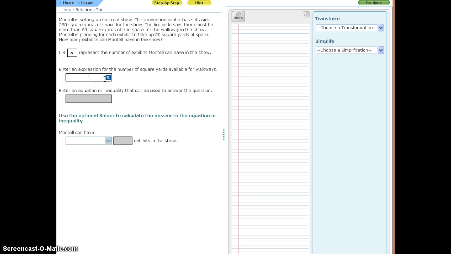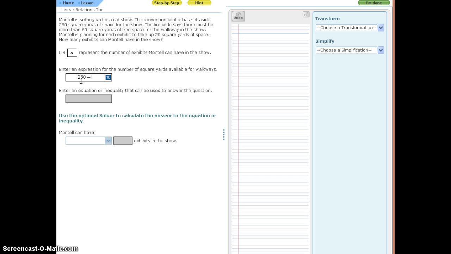Enter an expression for the number of square yards available for walkways. So for that, we think, well, there's 250 square yards, but some of it is taken up by exhibits. And each exhibit takes 20 square yards of space. So I need to take the number of exhibits and multiply that by 20. And that's what I need to subtract from my 250 to see what I have left.